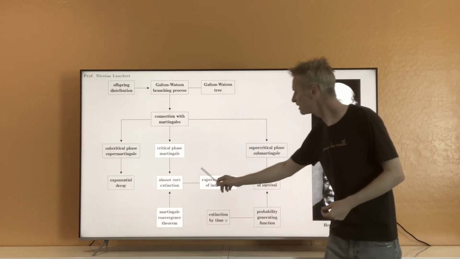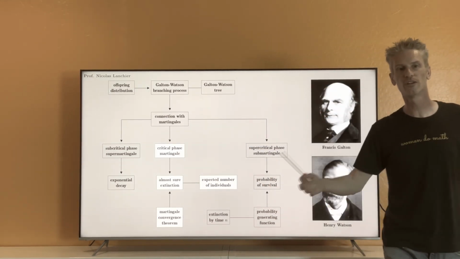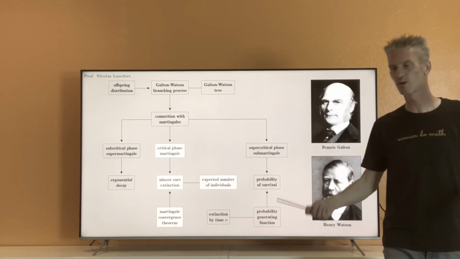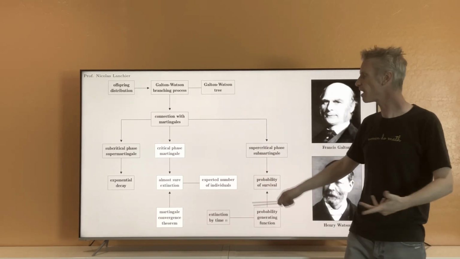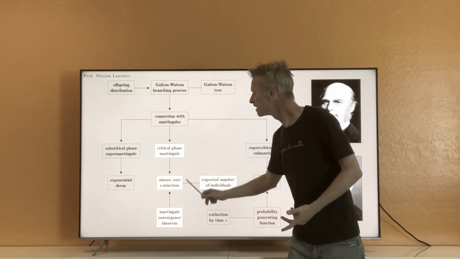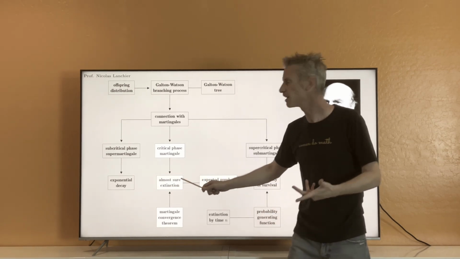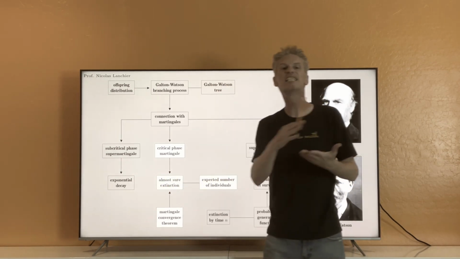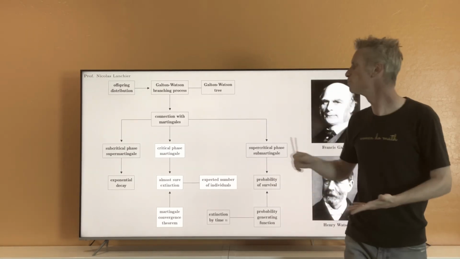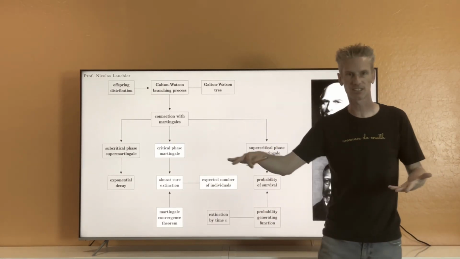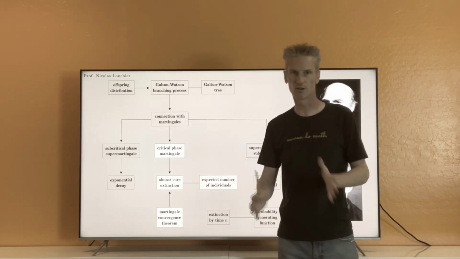The fact that the expected value of the total number in the process is infinite implies that this extinction cannot happen exponentially fast, like here. Okay, so you may have a very slow extinction in the critical phase.